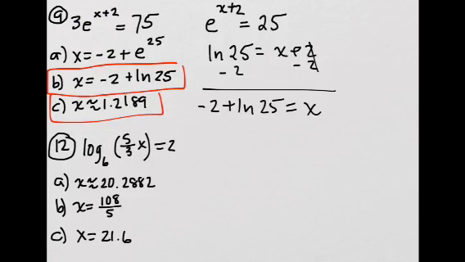Alright, so for number 12, it's in log form, so I'm going to change it over to exponential. So I see that the base is 6, the exponent is 2, and this is the answer I would get from that. So I would write it 6 squared equals 5/3 x. Well, I know 6 squared is 36. And so to get rid of the 5/3, to isolate the x, I'm going to multiply both sides by the reciprocal of 5/3, that's 3 over 5.